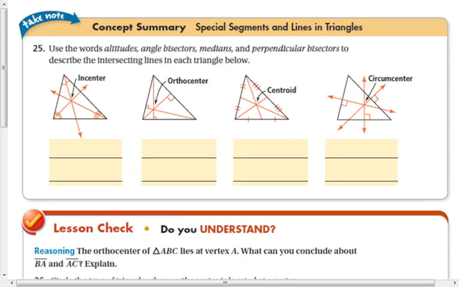All right, here's a quick concept summary. And then you can go ahead and do the lesson check, and we'll talk about it when we meet in class next. You're going to want to fill in the words altitude, angle bisectors, medians, perpendicular bisectors to describe the intersecting lines in the triangle below. Go ahead and do that, and I'll check back with you.